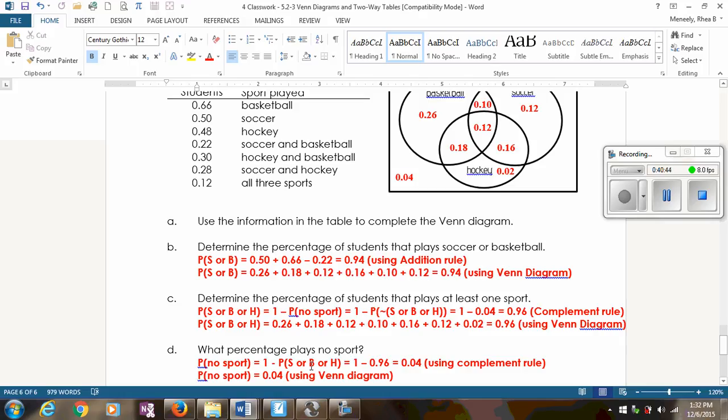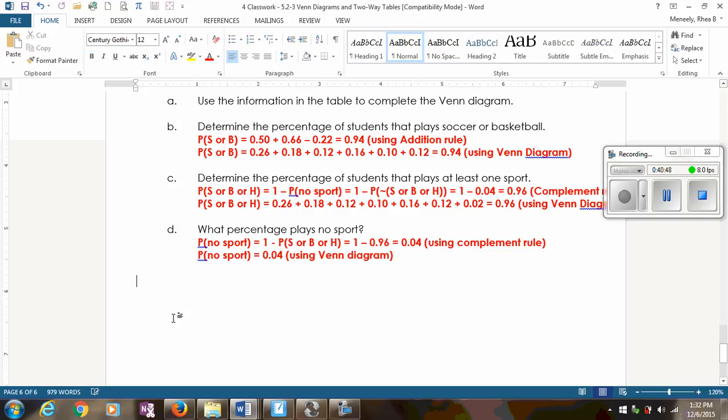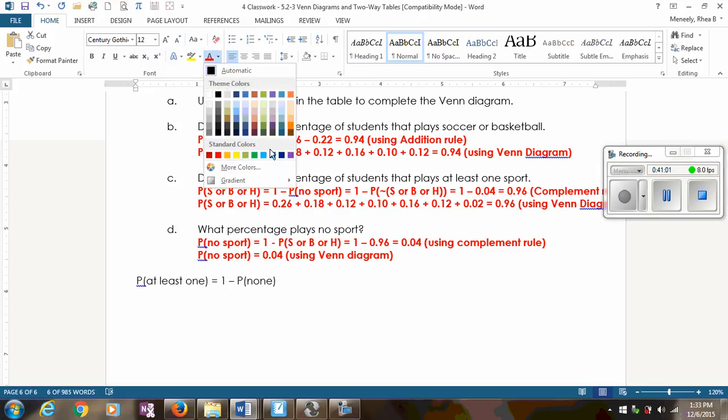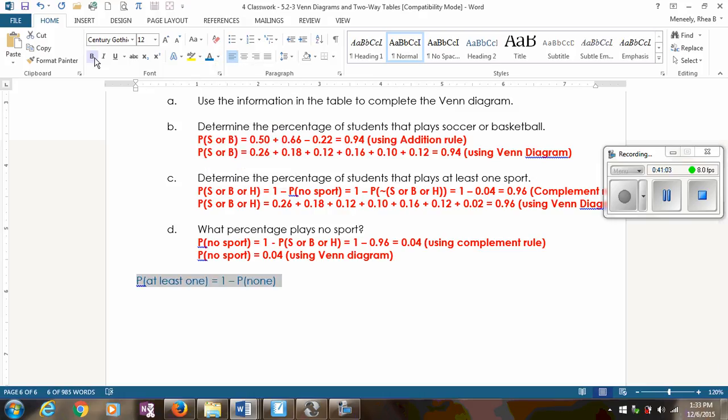And that's an important thing to remember because we're going to see a lot of situations where we're asked to find the probability of at least one. Just remember that that's the complement of none. And that's going to be a really, really important relationship for us to keep in mind, especially if we're looking at multiple events.